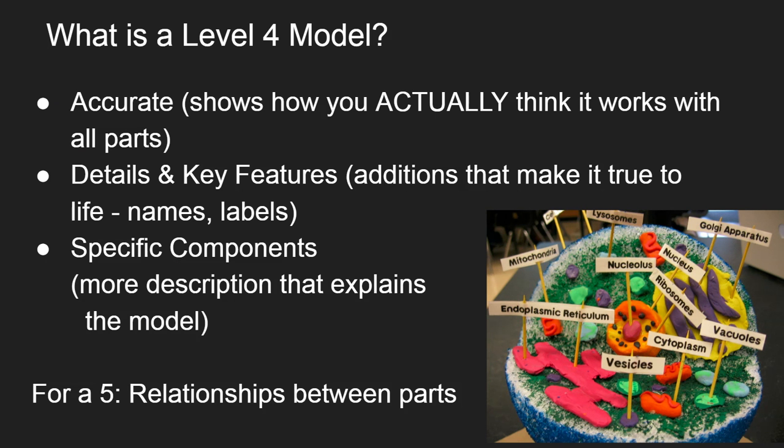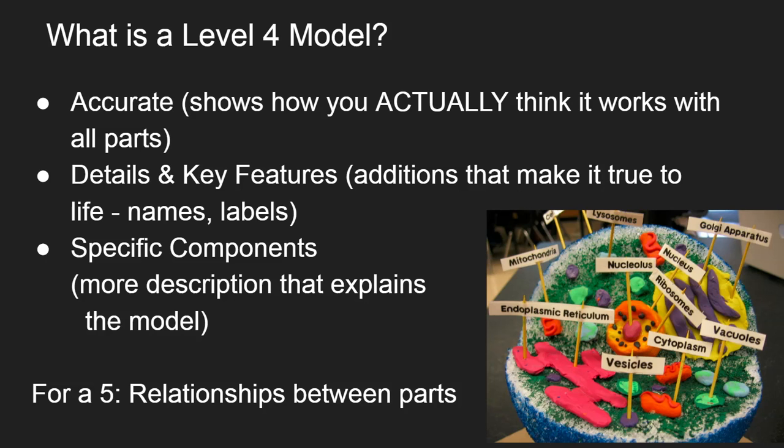So how do you do that with a cell? Make sure it's accurate, that the parts actually look like they're supposed to look. Include details and features, including labels and names. But more importantly, if you do that picture, you would get a 2.5. To get a 3, you have to talk about functions, because that is addressing the limitations. Describe and explain the model. And finally, if you do that for all the required parts, you get a 4. And if you include somehow how the parts relate to each other, you get a 5.